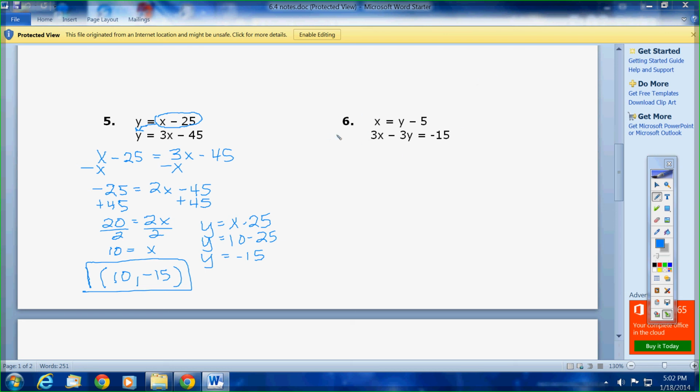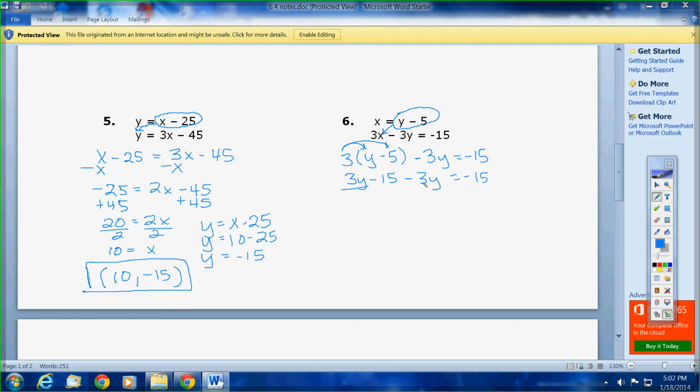Okay, number 6 is another example of x being our value. So x is going to be equal to y minus 5. That means y minus 5 is going to be going in for x. So I'm going to have 3 times, parentheses, y minus 5, minus 3y equals negative 15. Okay, I am going to take the 3 and distribute it. I have 3y minus 15 minus 3y equals negative 15.